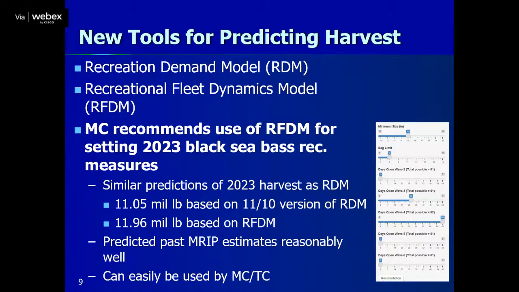They really liked this, and they thought it would be very useful at the monitoring committee level. And then later down the road, when the states are developing their measures and the technical committee is considering the state measures, the developers of this model said that they do intend to create a Shiny app like this, but where you can move the sliders for every state to see how that would result in harvest. But they looked at this version at the coastwide level during the meeting, and they thought this would be a really valuable tool. So for all of these reasons, the monitoring committee recommended using the RFDM for 2023 for black sea bass.